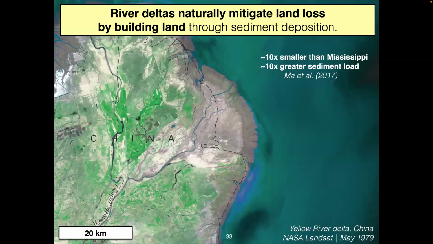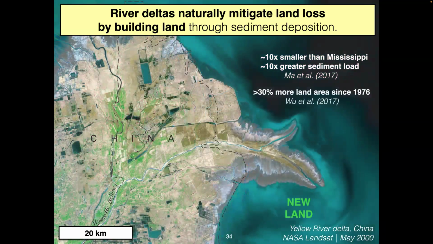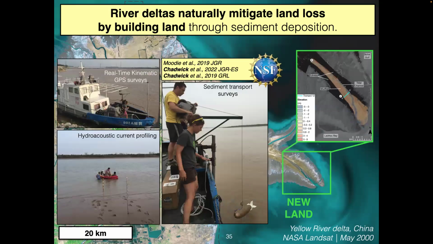I don't have time to talk about those in detail, but I want to also talk about other kinds of deltas like the Yellow River Delta in China, which is an interesting compare and contrast case because this river is about 10 times smaller than the Mississippi, but carries about 10 times more sediment. As a result, it's actually gained more land area since 1976. So we have this different balance in the sediment loads. We've worked here as well using techniques like RTK GPS, hydroacoustic current profiling, and sediment transport surveys to quantify the rates and scales of land building here.